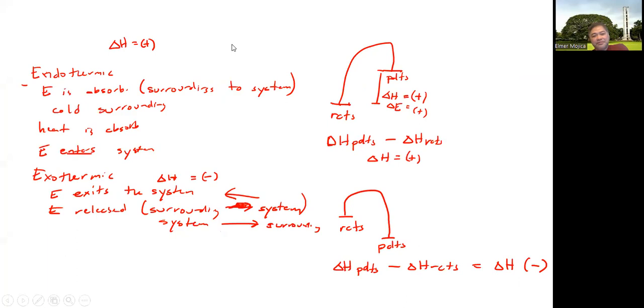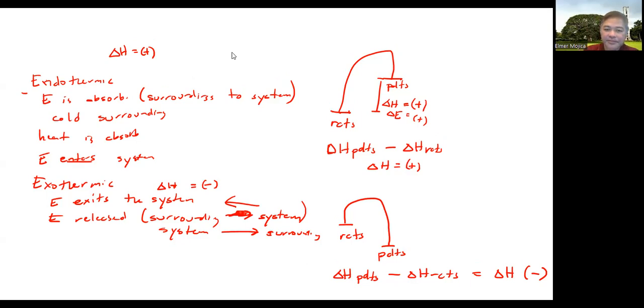Question. Before we go with Hess's law. Questions?